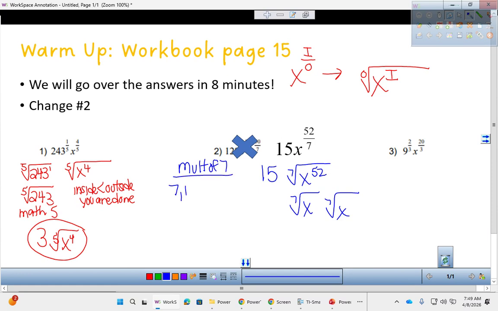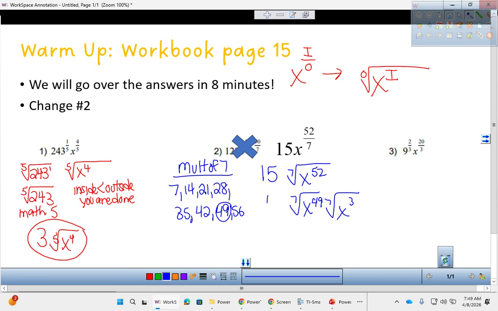7 times 1, 7 times 2, 7 times 3, 7 times 4, 7 times 5, 7 times 6, 7 times 7. 7 times 8 is too much. 56 is over, right? So you want to get to the point where you go over the number and pick the one directly in front of that. So I'm going to make one of these a 49. What would the other one have to be? Andrew? 3, right? I needed to add to 53 still.